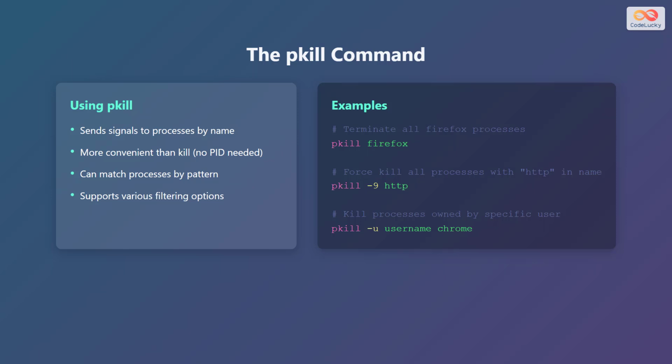Let's look at some examples. To terminate all Firefox processes, simply use pkill firefox. To force kill all processes with HTTP in their name, use pkill -9 http. To kill processes owned by a specific user, use pkill -u username chrome, replacing username with the actual username.